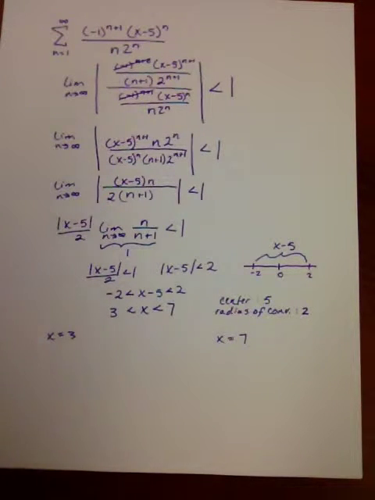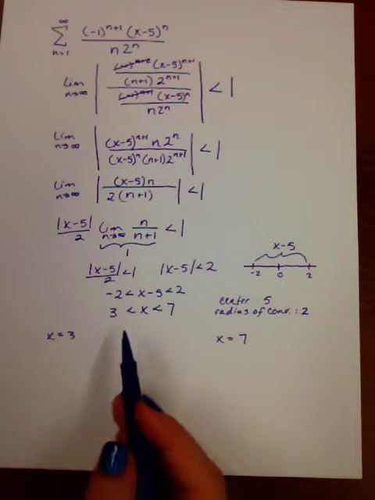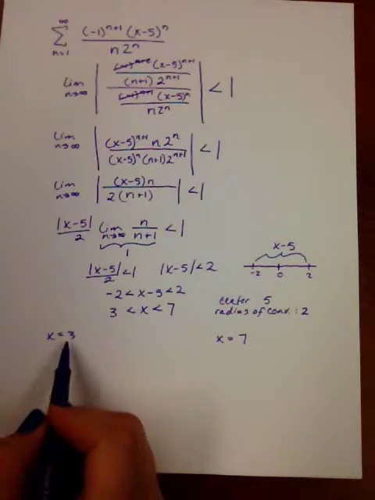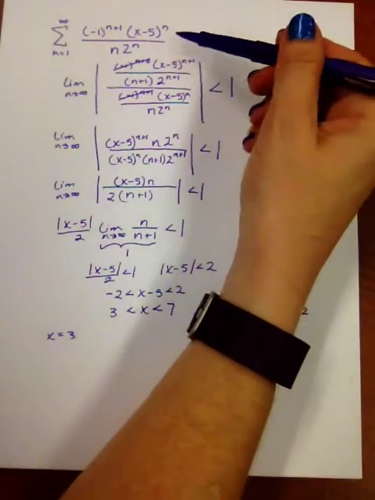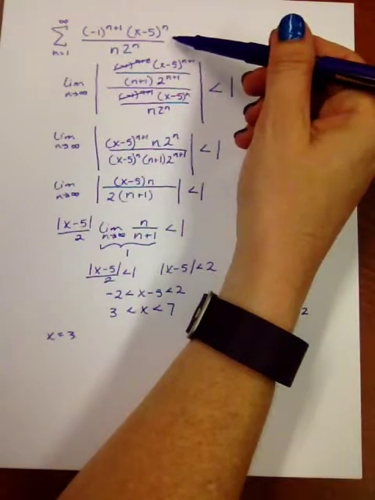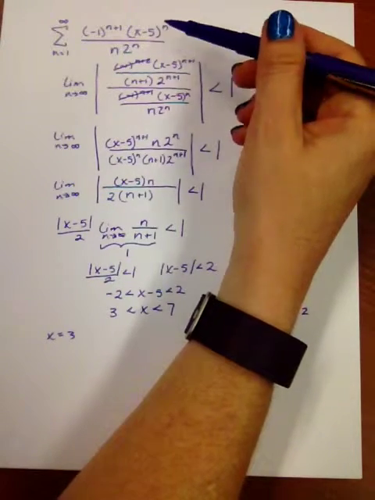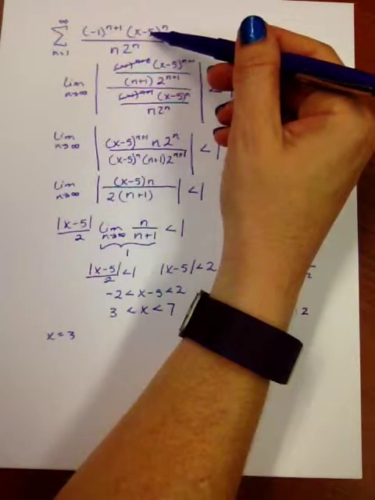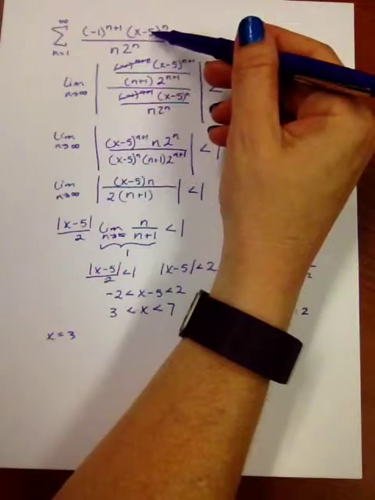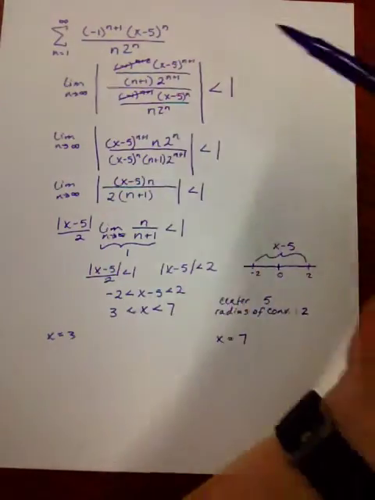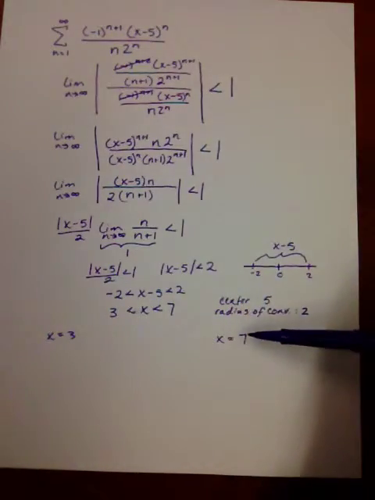So for this video, I'm testing both of the endpoints of the interval, the 3 and the 7. So to do that, I'm going to go back to my original formula, and I'm actually going to plug in these x values. So instead of x minus 5 for the first one, I'm going to have 3 minus 5, which is negative 2. And instead of x minus 5 for the second one, I'm going to have 7 minus 5, which is 2.